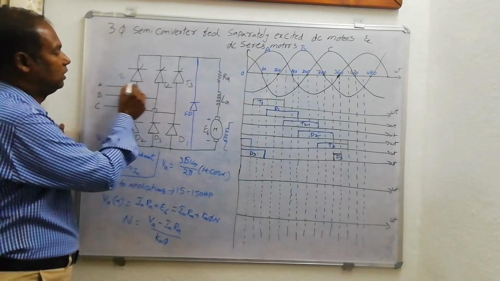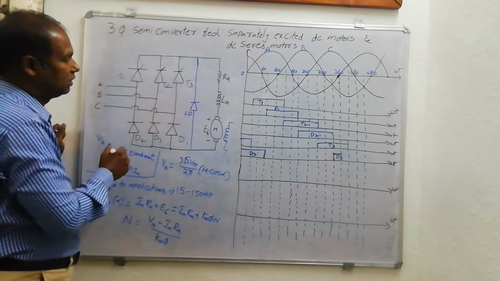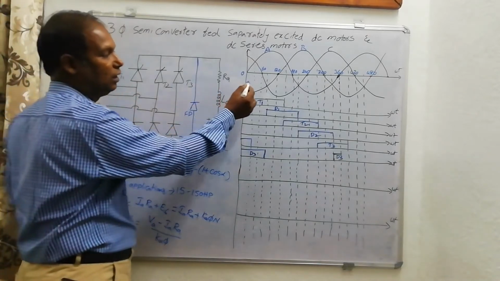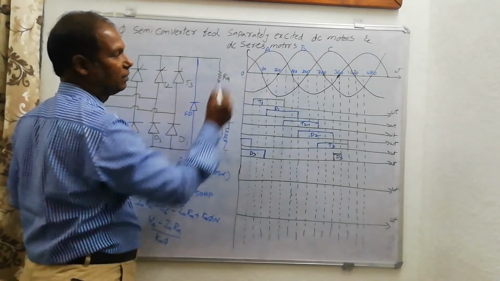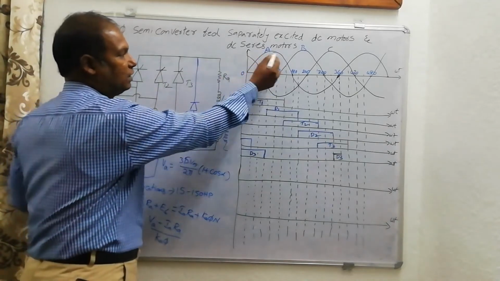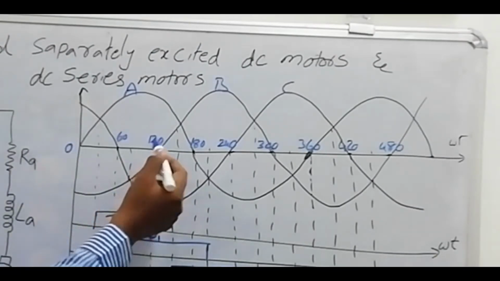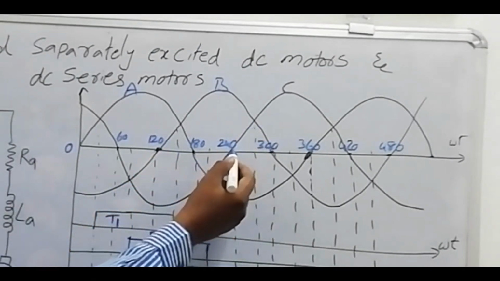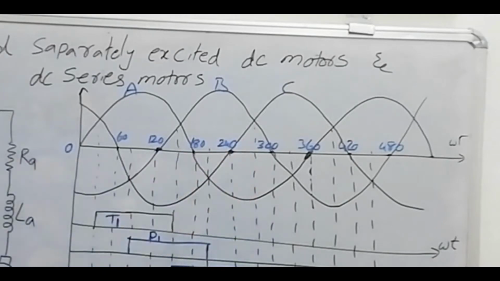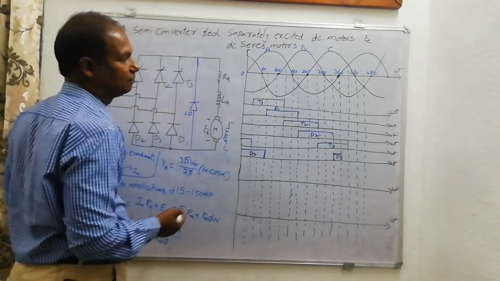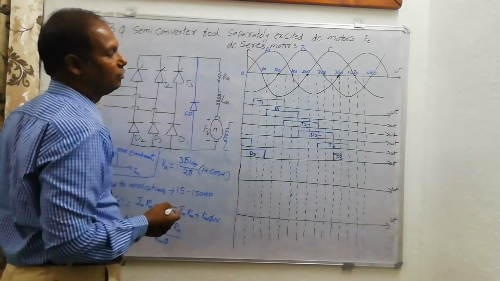So 3 SCRs are there, 3 diodes are there. Given the three-phase AC supply, to draw the neat waveform for the three-phase AC supply, first A phase, B phase and C phase. B phase is 120 degrees delayed, C phase is 240 degrees delayed. Okay, first you have to draw the dotted lines and analyze the waveform.